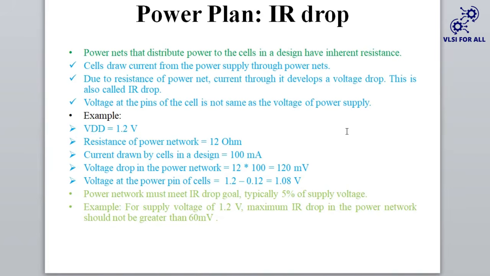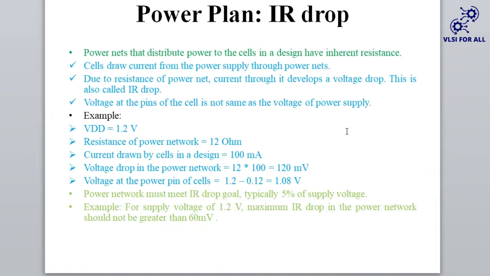So 1.08 volt will be your voltage at the power pins of the cell. This is how it has been calculated. Next, the power network must meet the IR drop goal, typically 5% of the supply voltage. And actually, the range within which this IR drop should fall will be given by your foundry only. So according to that only we'll be maintaining the voltage drop in our design.